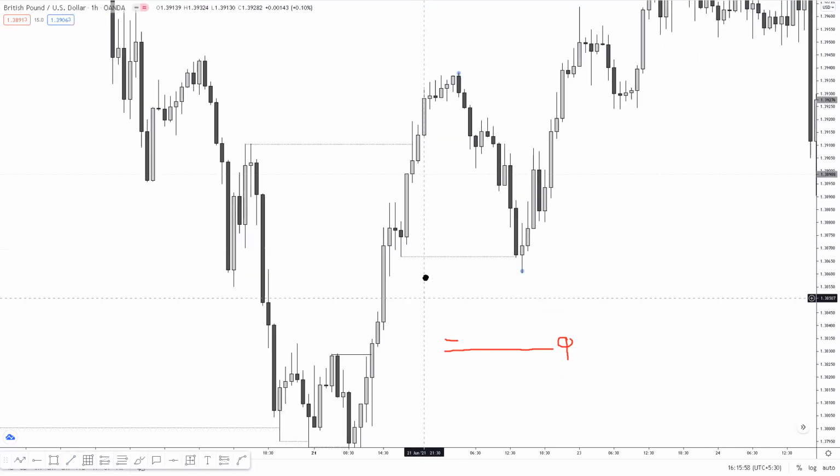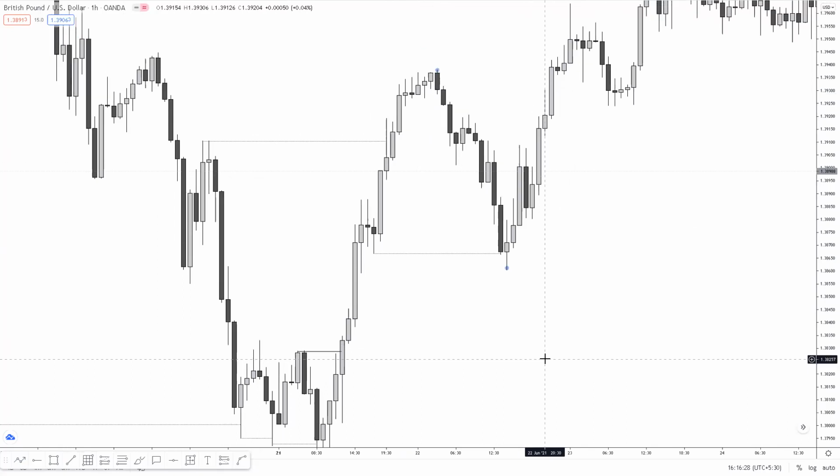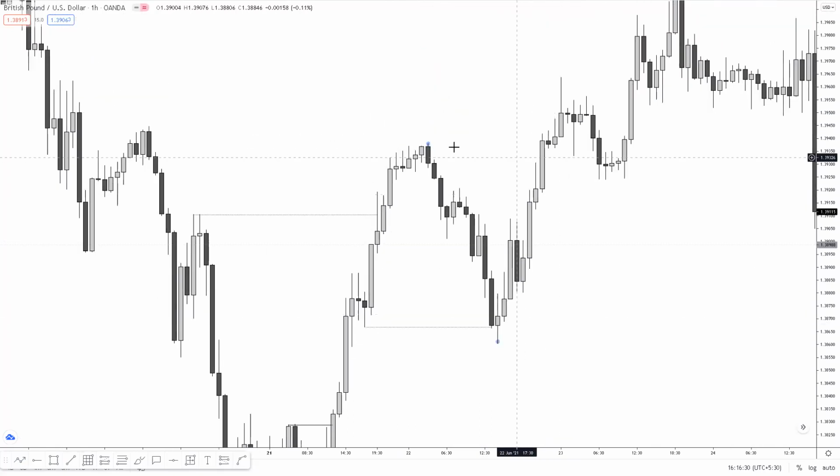So now within this range from this low to this high, this is the internal range liquidity. This is the only internal range liquidity they are seeking. So you don't necessarily have to take this order block. Even if price just takes out this low, anything below this low would be an entry opportunity, because we know that the internal liquidity has been taken out now.